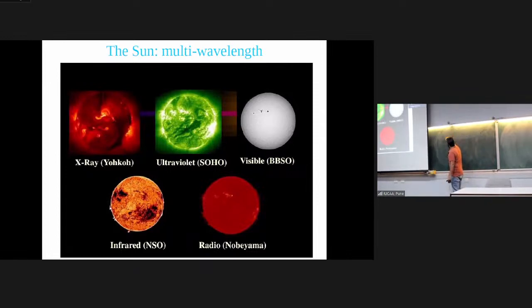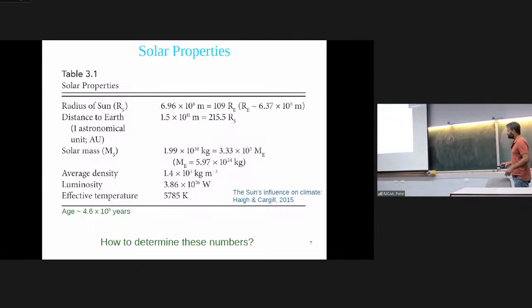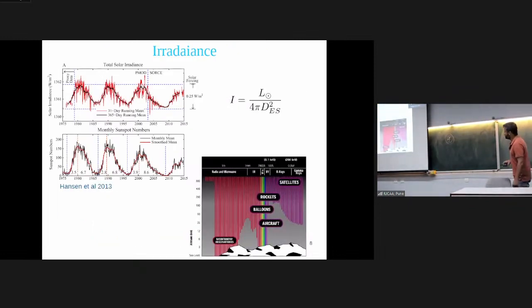There is a hot layer of corona above the sun. The temperature here is about 6,000 Kelvin, 5,000 Kelvin. Here it is million degree Kelvin. So that's one of the most challenging problems of solar physics. Okay. I'll quickly come to. So these are numbers that we can skip.